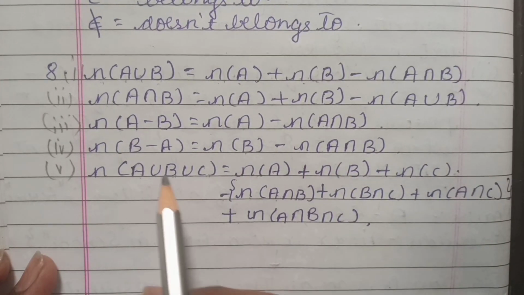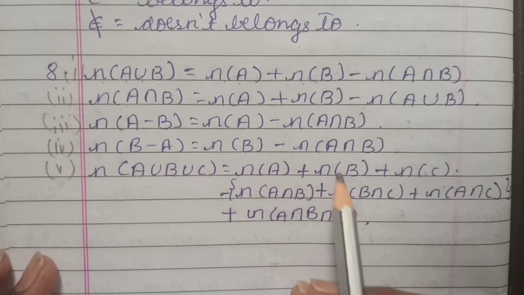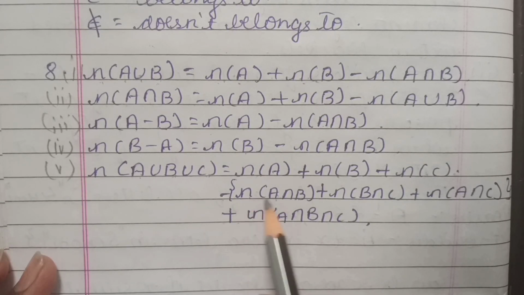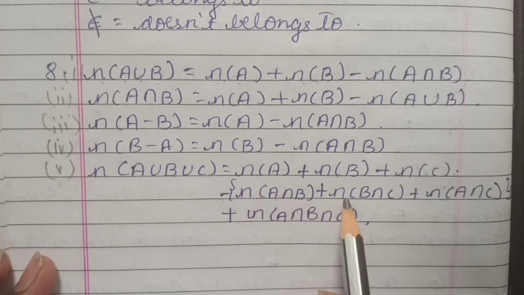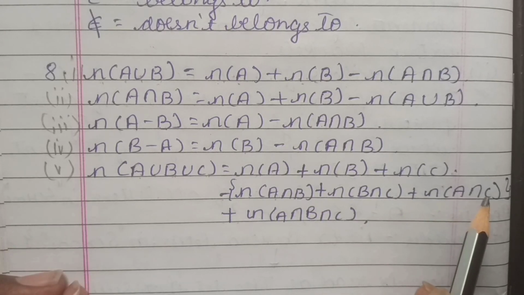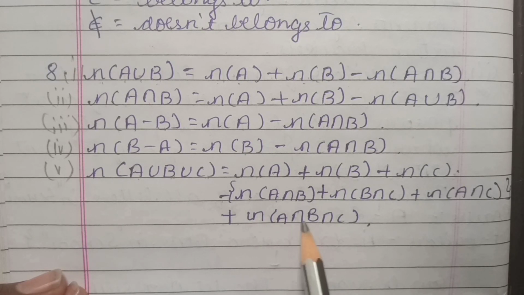Number of B minus A is equal to number of B minus number of A intersection B. Number of A union B union C is equal to number of A plus number of B plus number of C minus open bracket number of A intersection B plus number of B intersection C plus number of A intersection C close the bracket plus number of A intersection B intersection C.